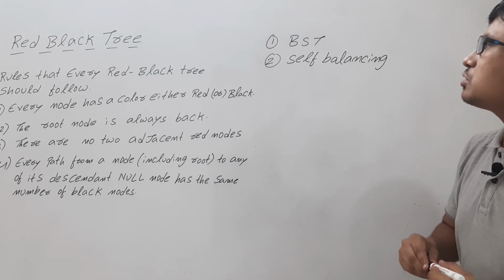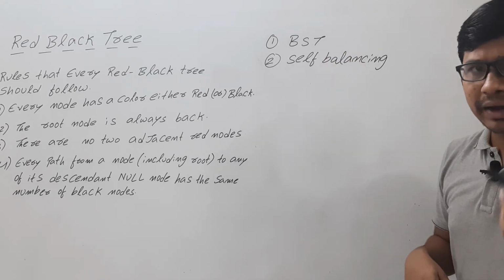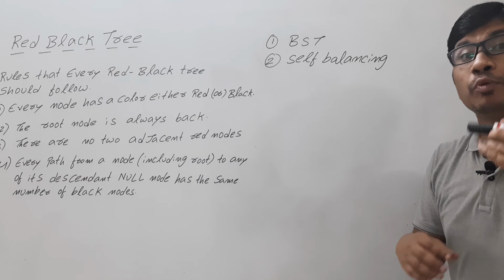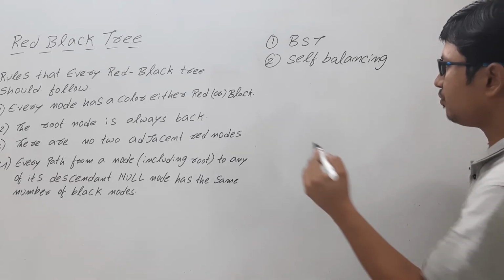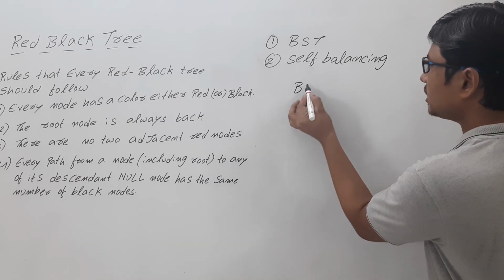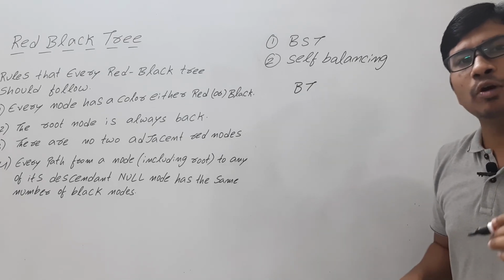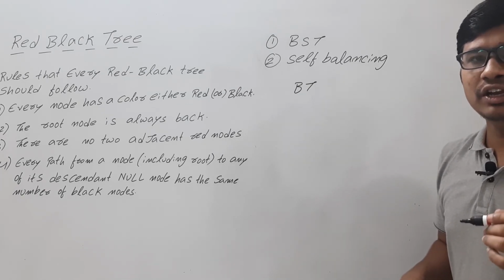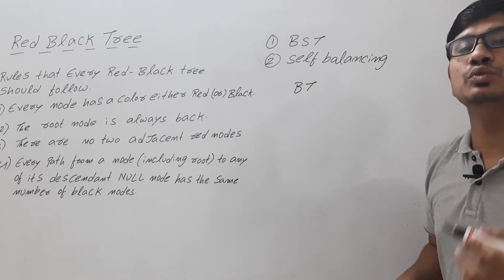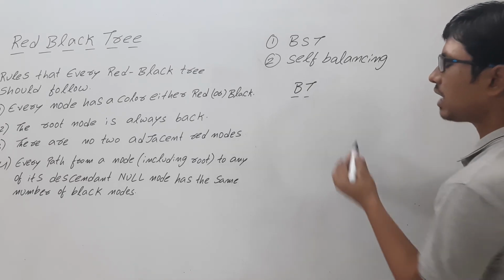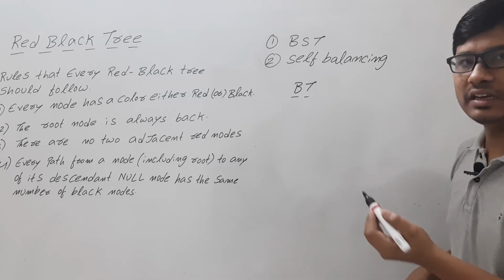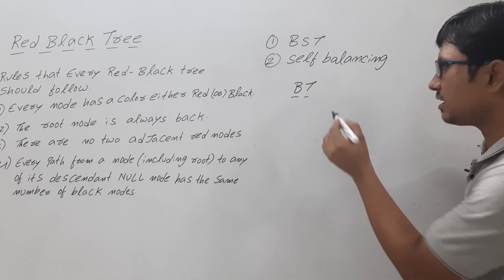Now, we will discuss what is a binary search tree. A binary search tree should satisfy the properties of a binary tree. If it wants to be a binary search tree, first it should be a binary tree. What is the property of a binary tree? Every node can have at most 2 children. If every node has at most 2 children, then such a tree I will call a binary tree.